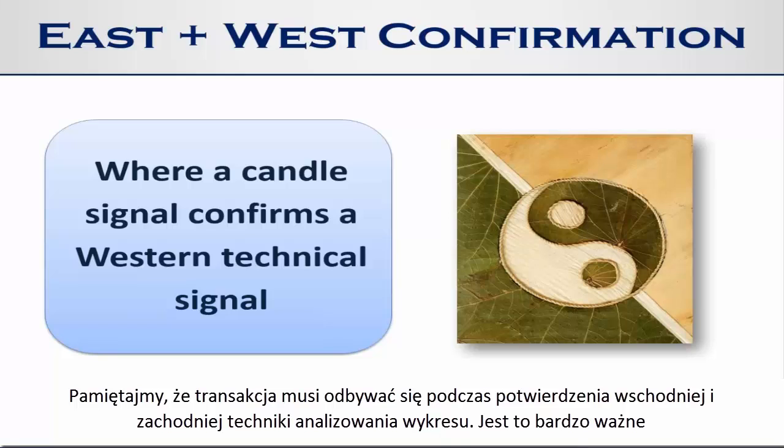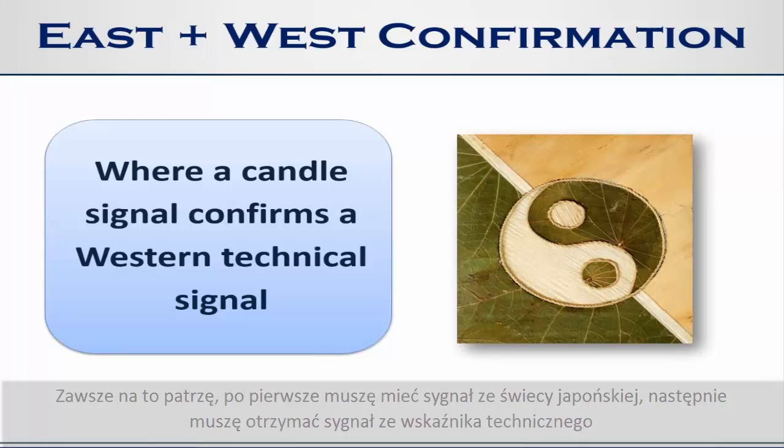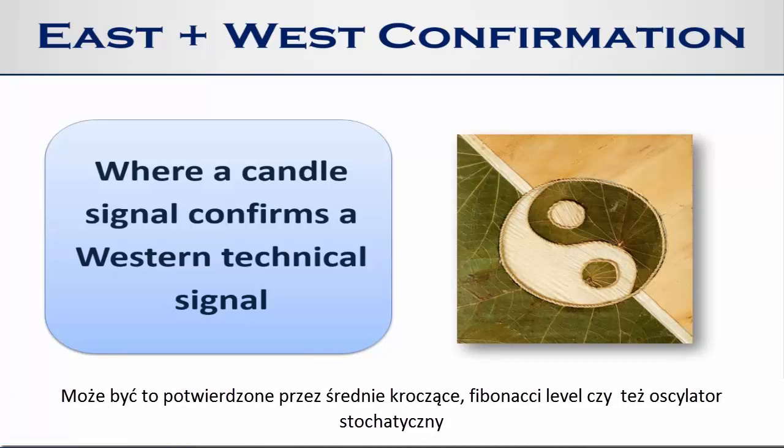Where the East-West confirmation comes in. And this is really, really important. This is one of the things I always look at before doing a trade. One, is there a candlestick signal? And two, does the candlestick signal confirm a Western technical signal? Does it confirm a moving average? Does it confirm a Fibonacci retracement? Does it confirm a support area? Does it confirm an oscillator you may be looking at?